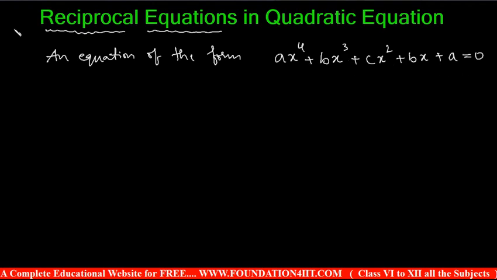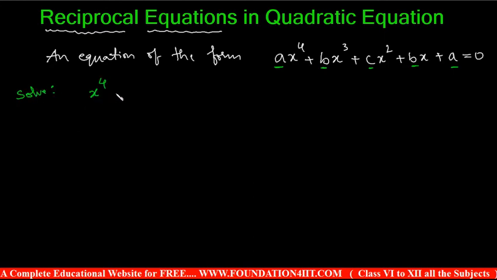If you notice this, one thing you can observe: the x^4 coefficient is a and the constant is also a, and the x^3 coefficient is b and the x coefficient is also b. It means the starting and ending are the same, and the middle one is different. Like these conditions, how can we solve? Let me take the question first, then we can see how to find out.